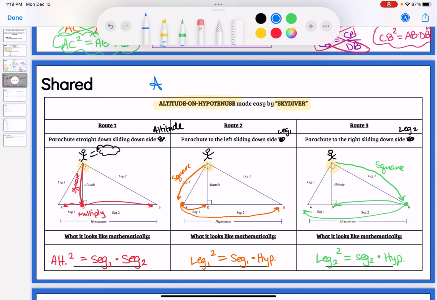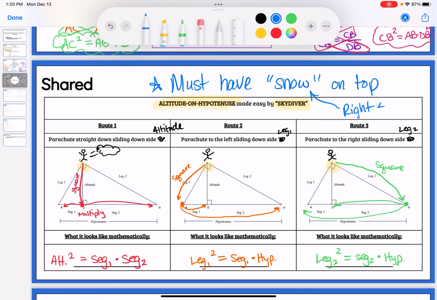That's the key. Must have snow on top of the mountain. That snow is your right angle, right? So it's got to have that right angle on the top of the mountain. That's where he starts, and that's where your formulas all start from. Whichever way he comes down the mountain, you square it, and then you set it equal, and wherever he can walk to without teleporting, that's what you multiply together.